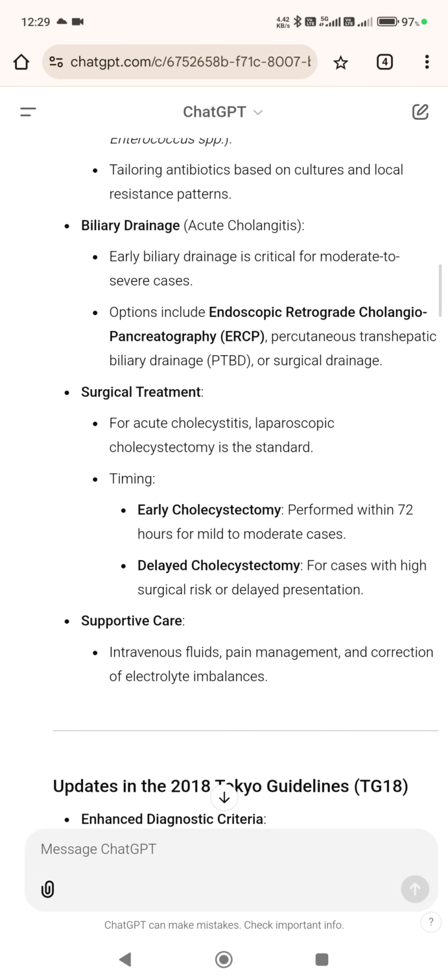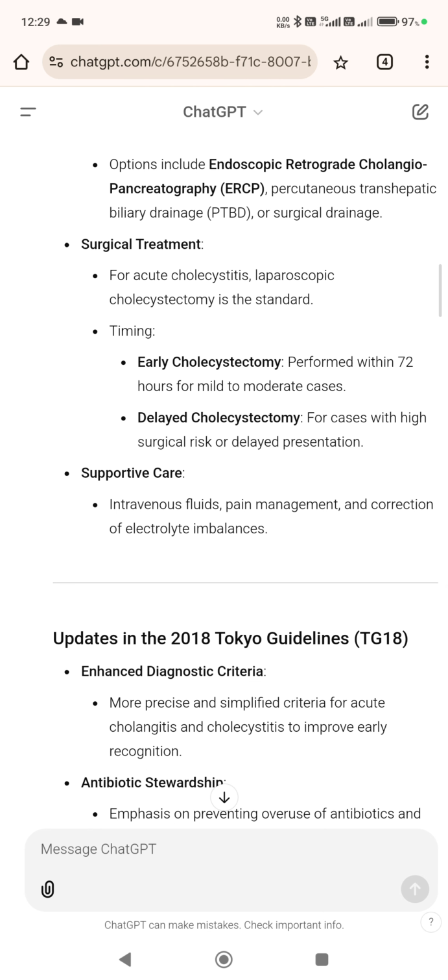Surgical treatment. For acute cholecystitis, laparoscopic cholecystectomy is the standard. Timing: early cholecystectomy, performed within 72 hours for mild to moderate cases. Delayed cholecystectomy, for cases with high surgical risk or delayed presentation. Supportive care: intravenous fluids, pain management, and correction of electrolyte imbalances.